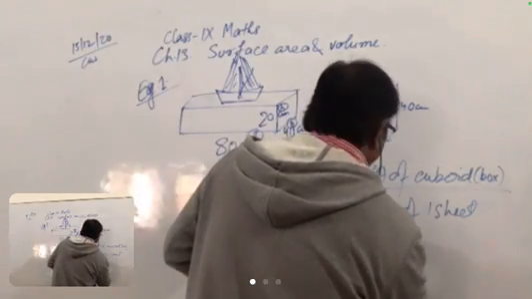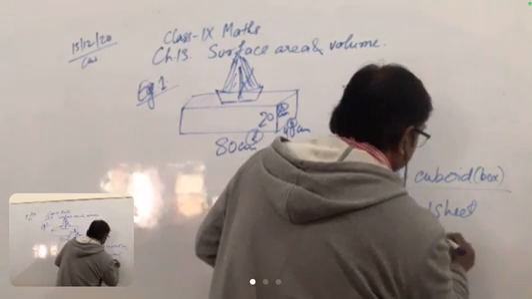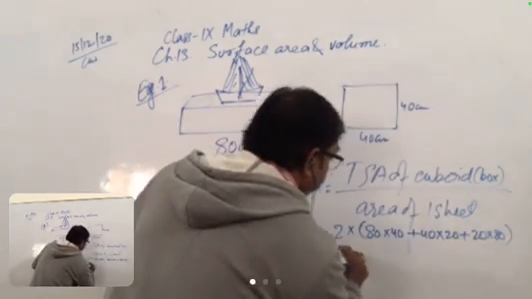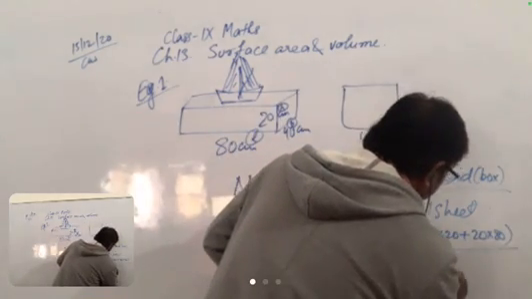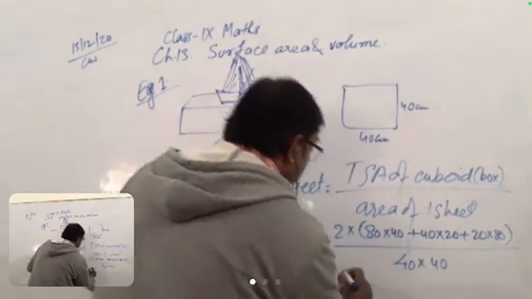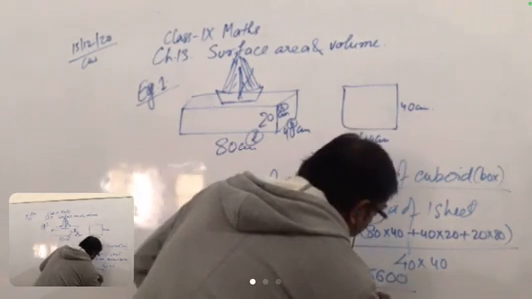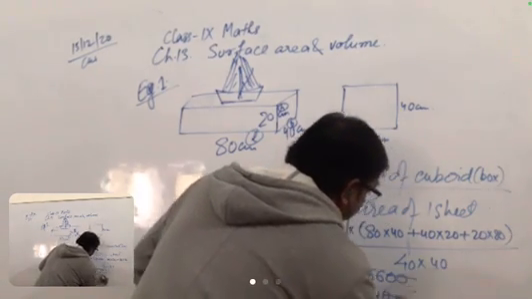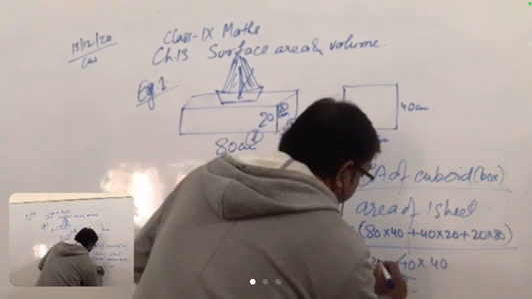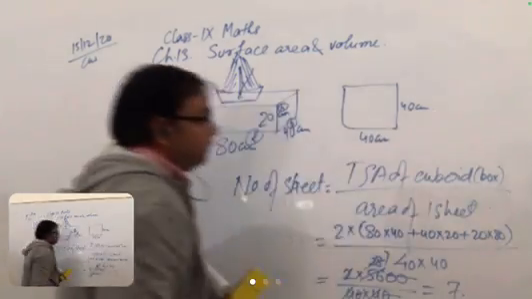80 times 40, then plus 40 times 20, then plus 20 times 80, upon 40 into 40. So when we did it earlier, it was 2 multiplied by 5600 upon 40 into 40. Now 0 is cancelled. This 2 cancels. 2 2s are 4, 4 7s are 28, 7. So the number of sheets required is 7.